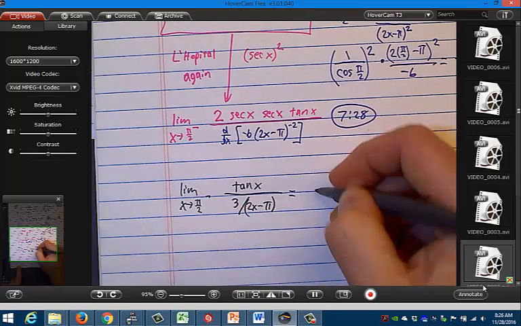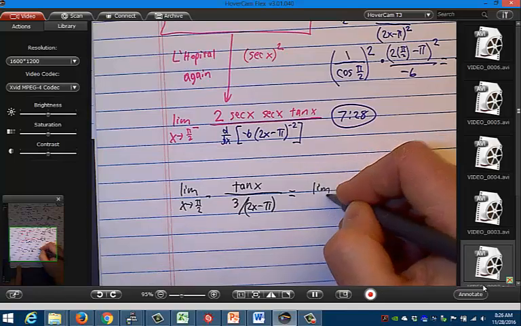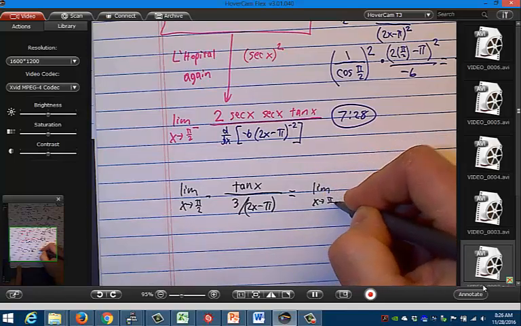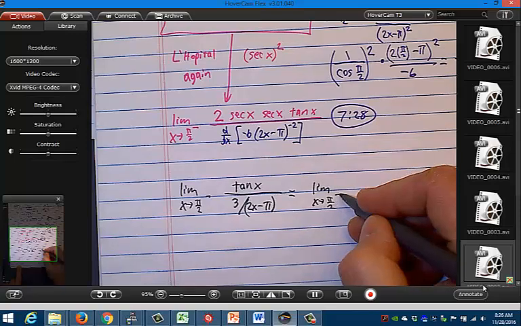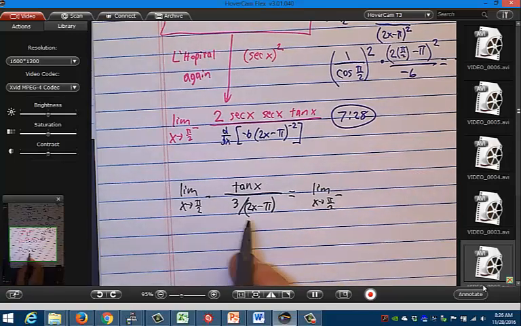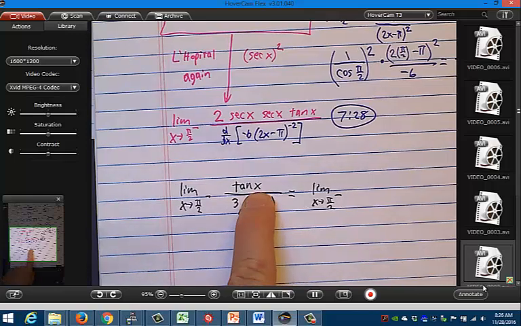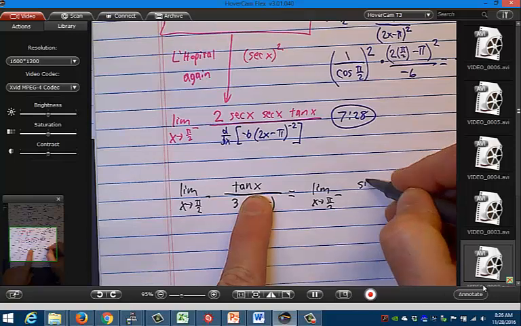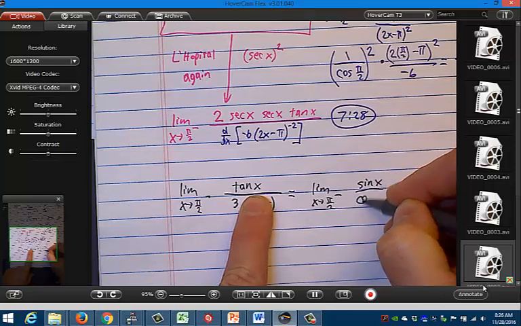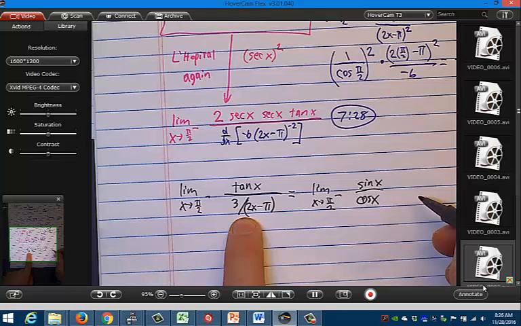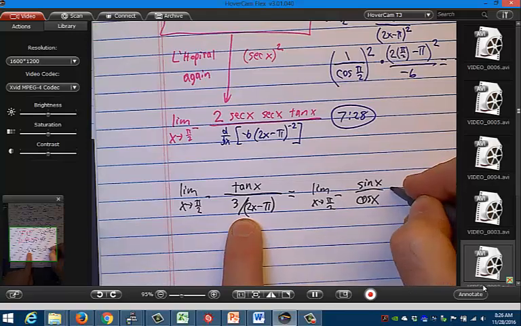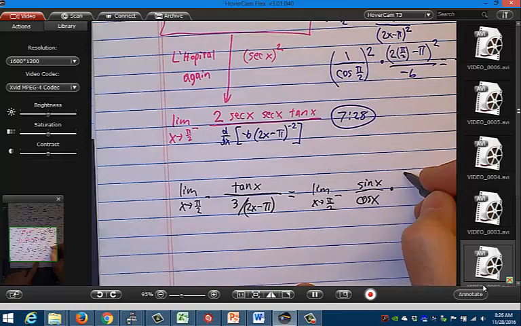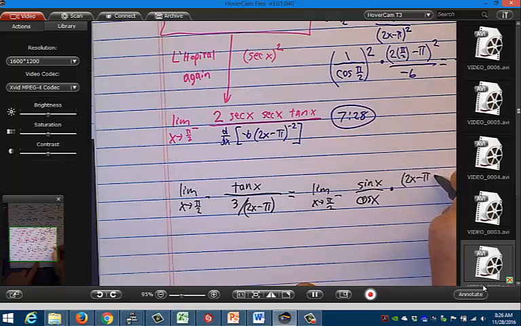And so Duncan said, well, wait a minute. Let's write this as the limit as x approaches pi over 2 from the negative side. Instead of dividing by the fraction, let's multiply by the reciprocal right away. So how do you write tangent x as a fraction? It's sine of x over cosine of x. And instead of dividing by this, let's multiply by 2x minus pi over 3.